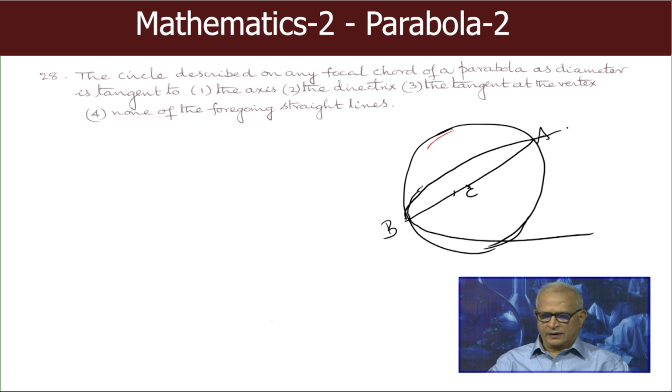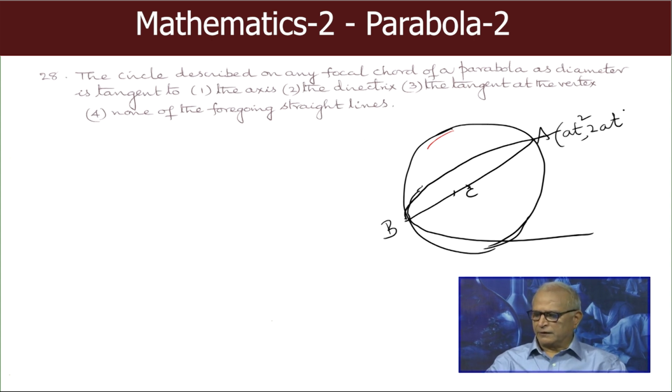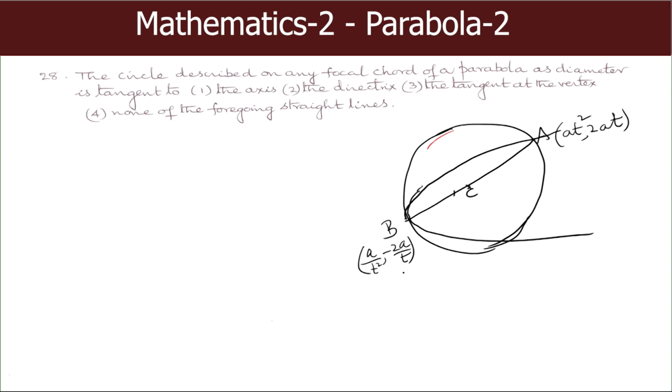Suppose A is (at², 2at). Because it is a focal chord passing through the focus of the parabola, the parameter of B is -1/t. So B is (a/t², -2a/t). What is the center? The center is the midpoint of AB: (a/2)(t² + 1/t²) and a(t - 1/t). So, these are the coordinates of the center of the circle described on AB as diameter.